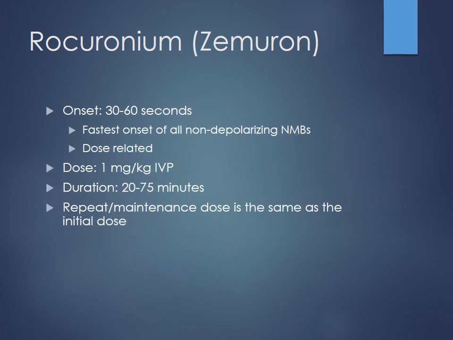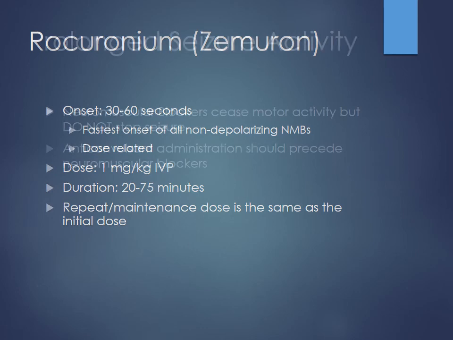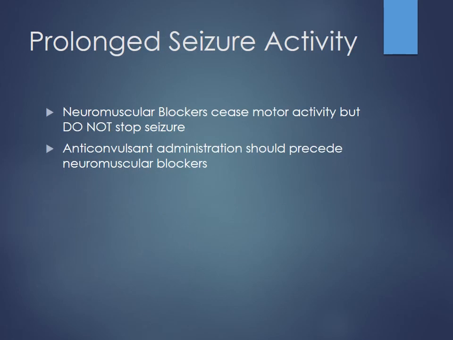Again, very fast onset here. The duration can be a little bit variable, but I find that rocuronium probably lasts closer to the 20-minute mark more than anything. But it's good for initially doing the paralysis, and then you can give repeat doses if you need to get the patient a little bit more compliant with you again. Okay. Again, keep in mind these NMBs are not going to stop seizure activity, so you do need to monitor for that. If you're going to have prolonged paralysis, you need to have a bedside EEG if you're worried about seizures.